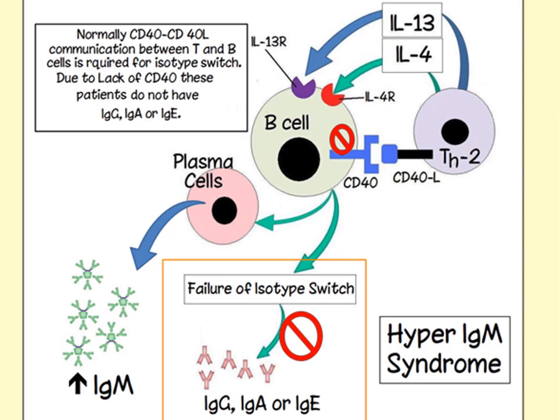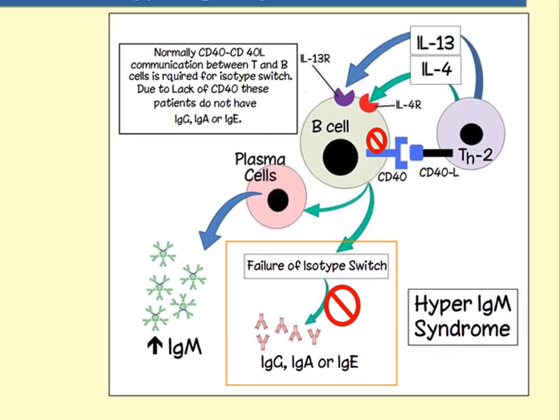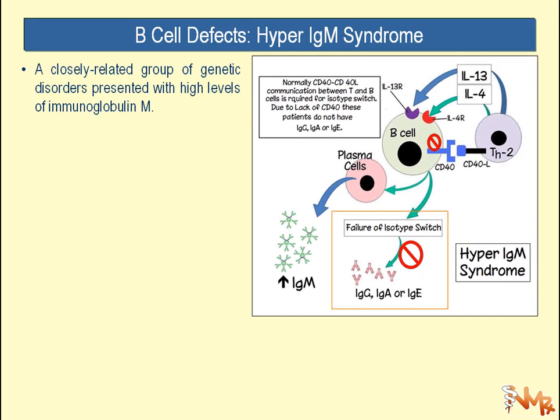So this diagram orients you to the pathogenesis of hyper-IgM syndrome. So let's go through this. Hyper-IgM syndrome is actually a closely related group of genetic disorders that all have one common denominator: high levels of immunoglobulin M.